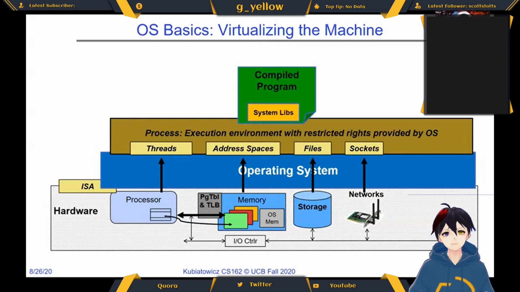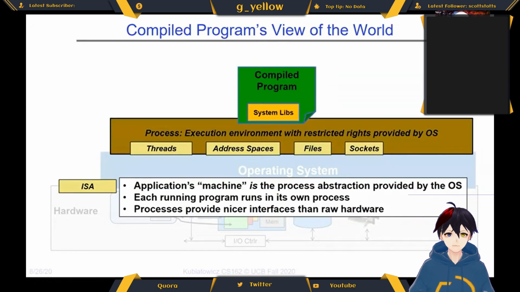Sorry about that. So this is our virtualized machine view. And the application machine is the process abstraction provided by the OS, and some people might argue including the system libraries. And each running program runs in its own process, and the process gives you a very nice interface, nicer than hardware. Now the question here on the chat is: is the hypervisor or Docker daemon a part of the process acting as the top layer of the VM? So we will talk a little bit later in the term about Docker. Docker is a way of wrapping up multiple different little environments and potentially running them inside the process abstraction.